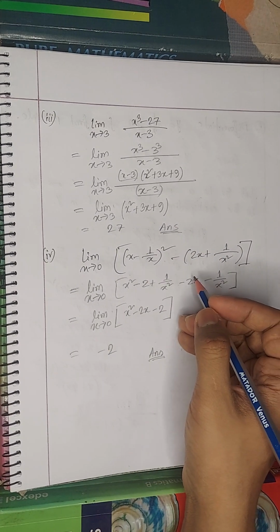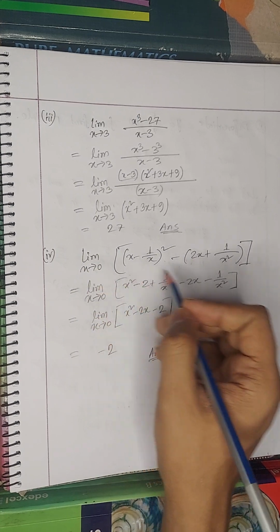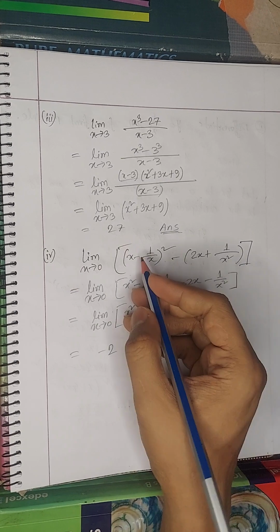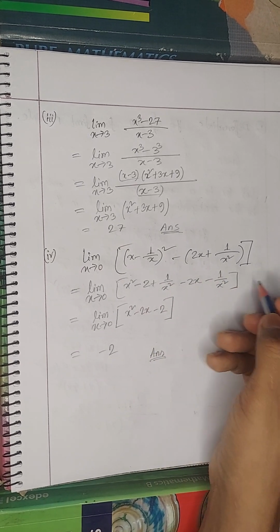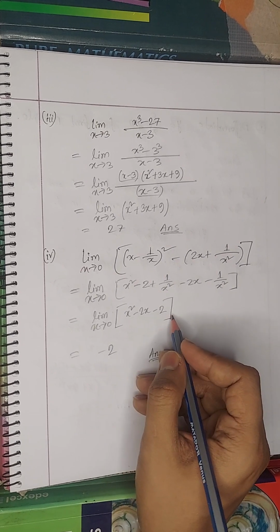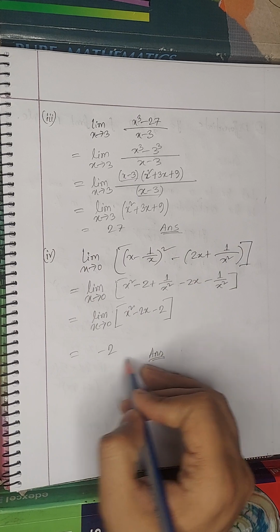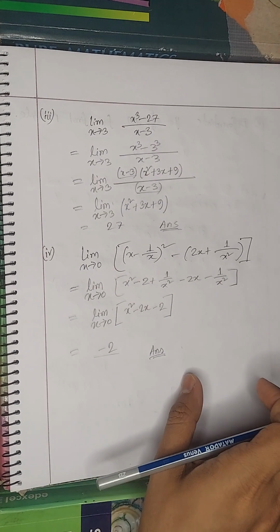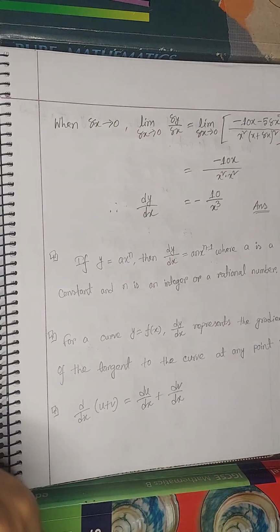Now again, the next problem, limit x tends to 0. Here is our function. First we have to apply the a minus b whole square formula, which gives x square minus 2 plus 1 by x square, minus 2x minus 1 by x square. Now we get x square minus 2x minus 2, and what will happen if x is equal to 0, which is minus 2, right? So I tried to show you some difficult problems from limits.